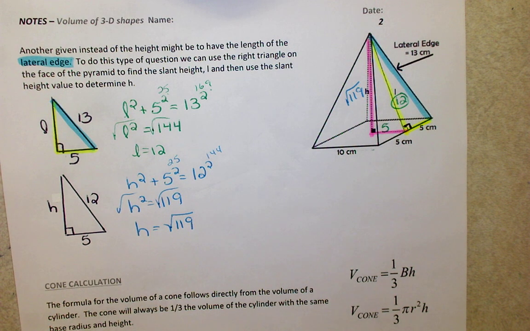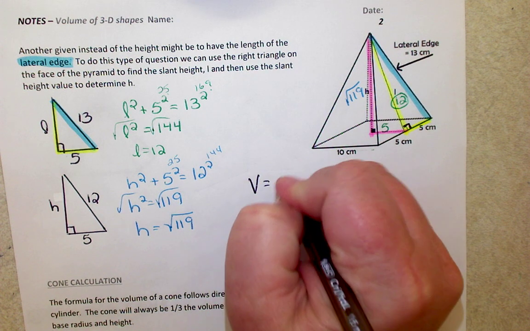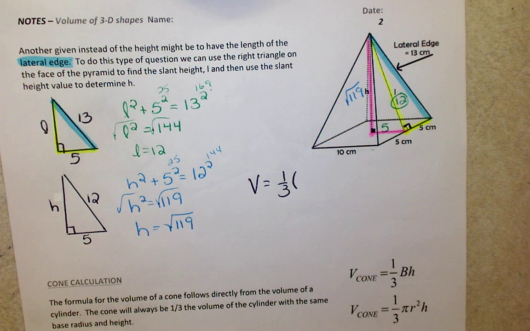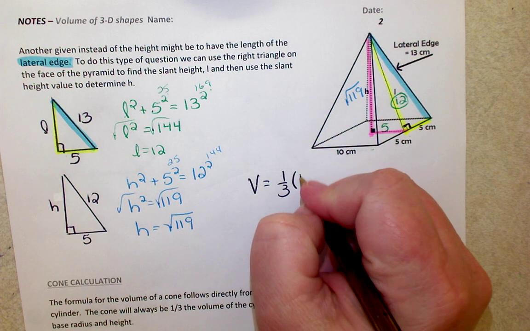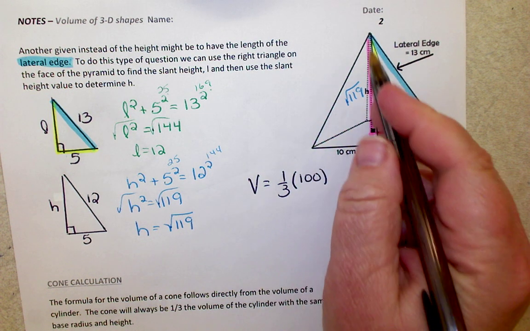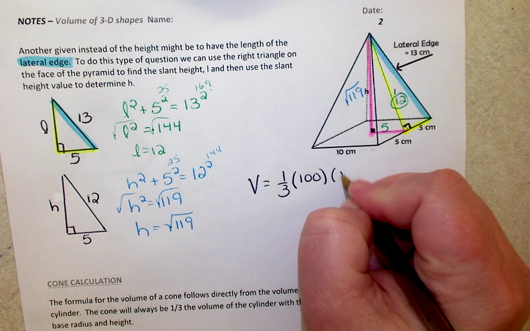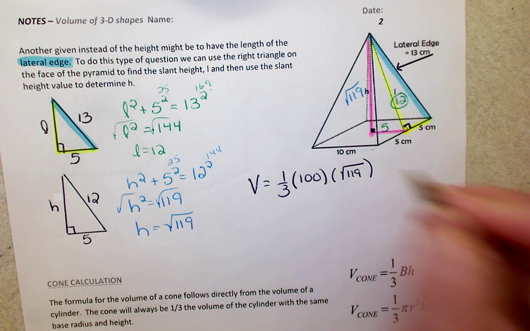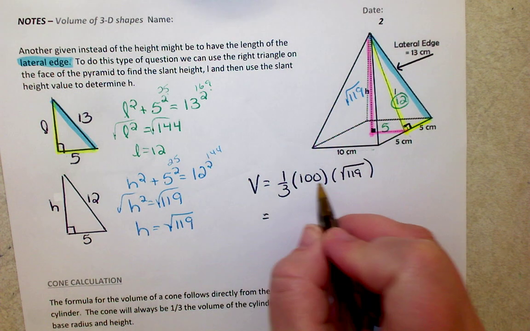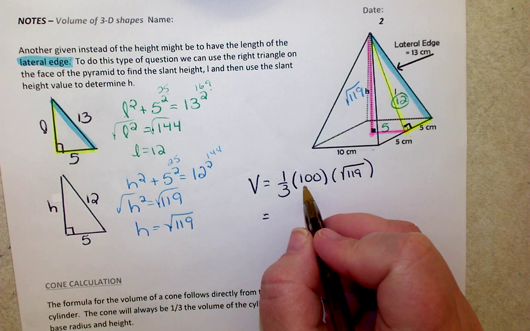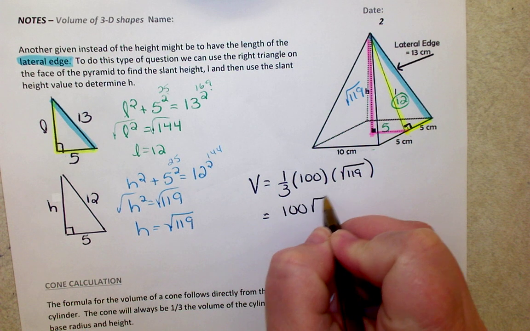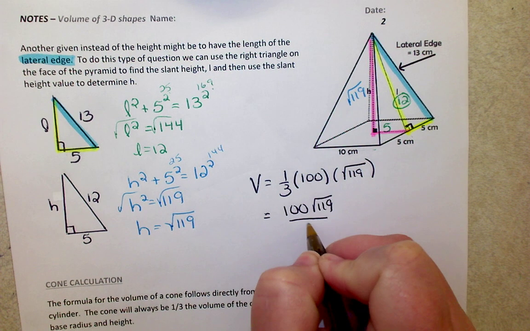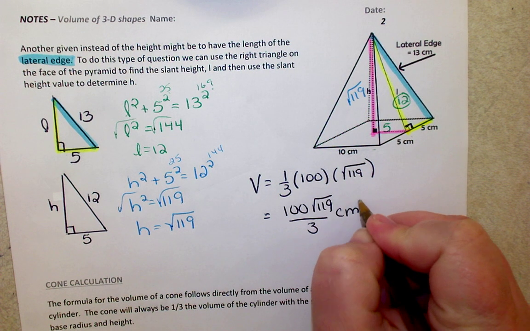So coming in here, finding our volume. So it's going to be 1/3 the area of the base. All right, so 10 times 10 is 100 times the height of your pyramid, which is the square root of 119. Can't multiply these two together because this is a whole number and this is a radicand. So we have to leave it as 100 onto the square root of 119, all divided by 3 centimeters cubed.